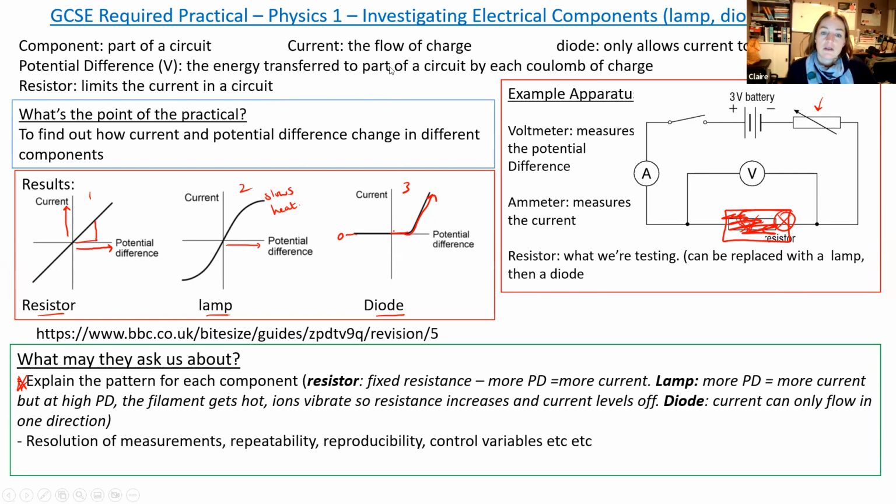Potential difference, the energy transferred to part of a circuit by each coulomb of charge. Resistor limits the current in a circuit. So there's a few little definitions there. Yes, I think that's basically it. But obviously so many students just don't know the circuit, don't know how to draw the circuit, and then don't know the graphs. That's my main bit for this video on this practical.